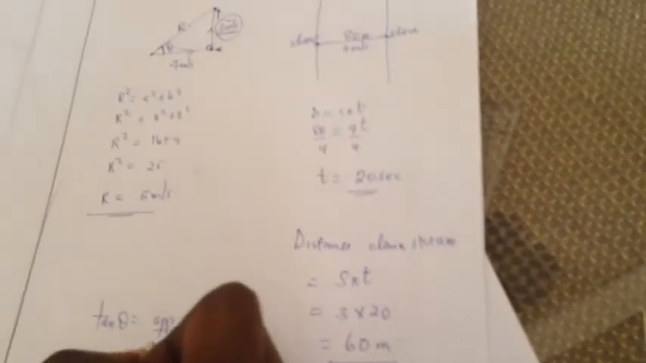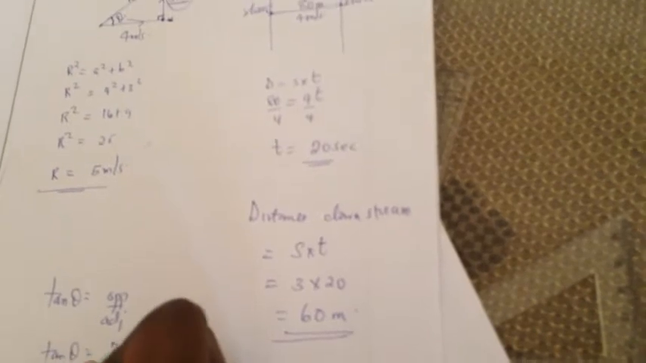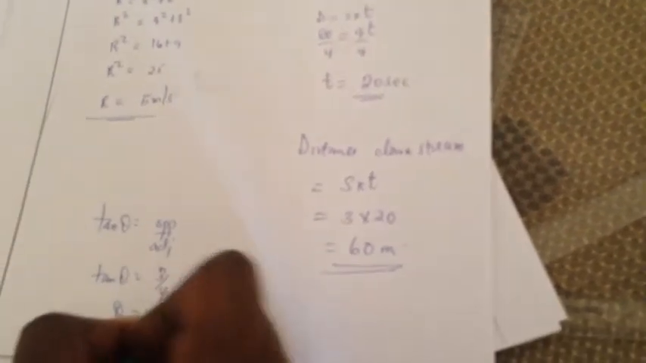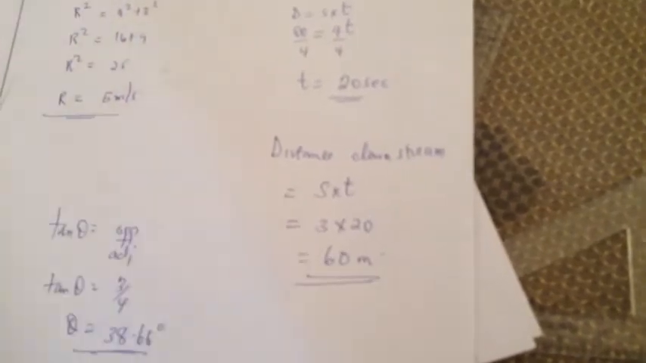Then, maybe the last part, the angle. What is the direction of the boat? To get the direction, you observe that this is 3, this is 4. I can use tangent, that is tan theta is equal to opposite divided by adjacent. So tan theta is equal to 3 divided by 4, from which you're going to get theta as equal to 38.66 degrees.